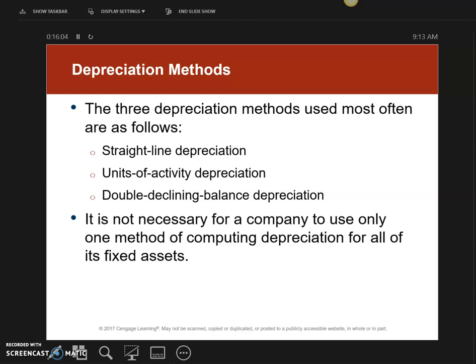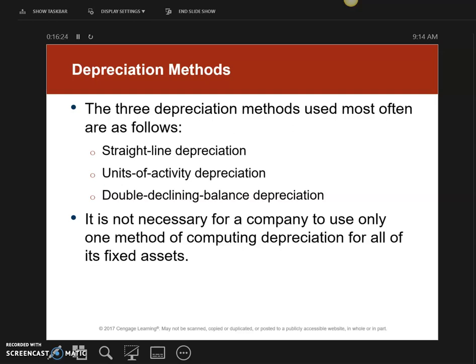There are three major depreciation methods that are used more frequently. One is called straight line depreciation, or SL. The second is called units of activity, or often units of output, and the third is double declining balance. So these are the three methods we're going to use to calculate depreciation.